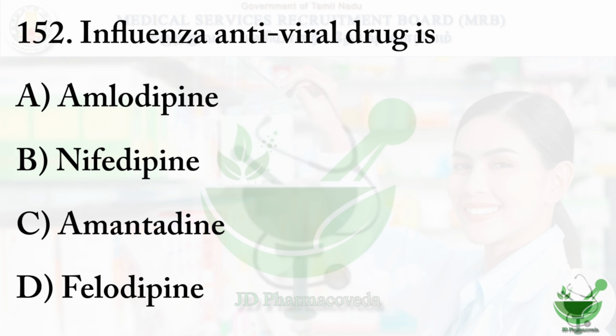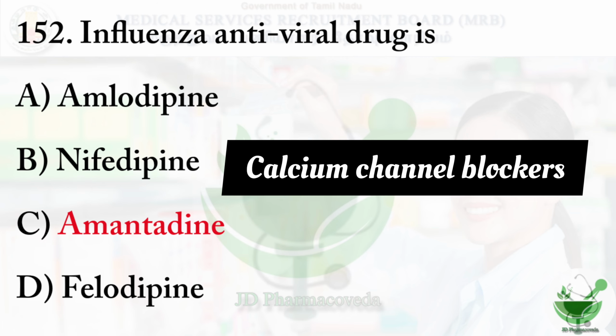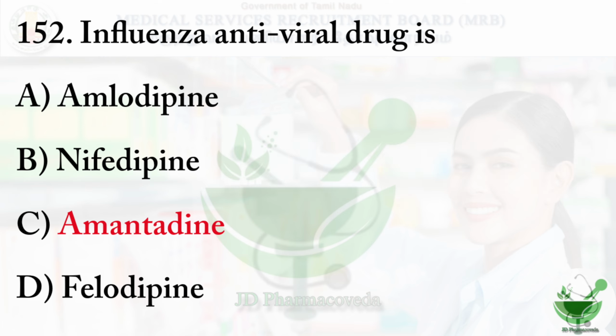Influenza antiviral drug is: option A, amlodipine; option B, nifedipine; option C, amantadine; option D, felodipine. So the right option is option C, amantadine. Other than that, all the three drugs are calcium channel blockers which are used as antihypertensive or anti-anginal drugs.